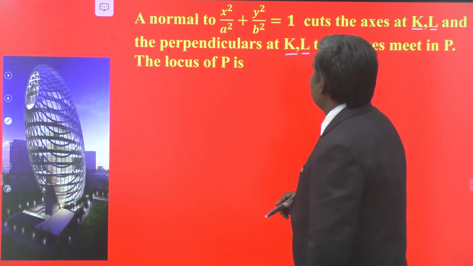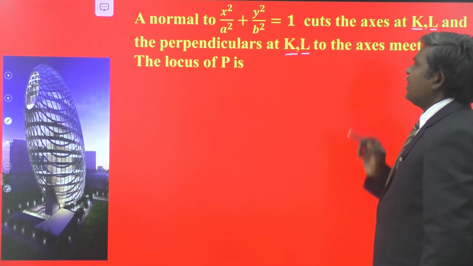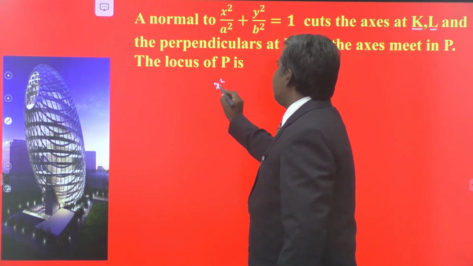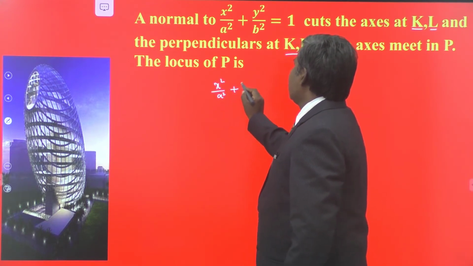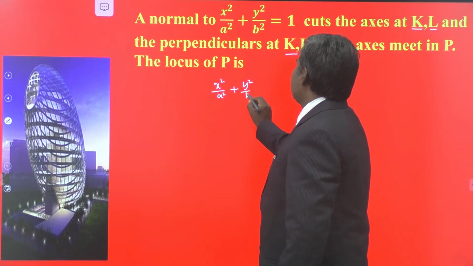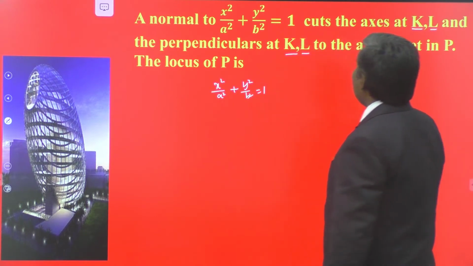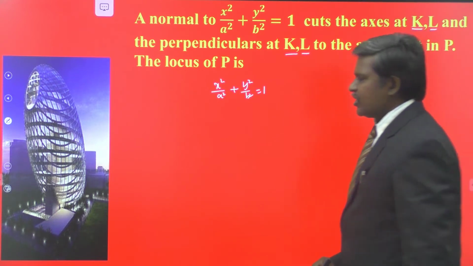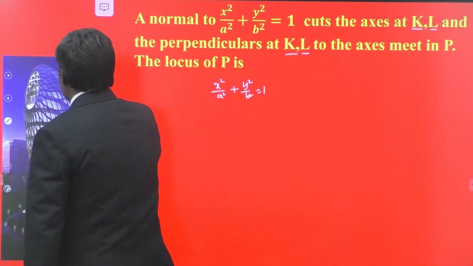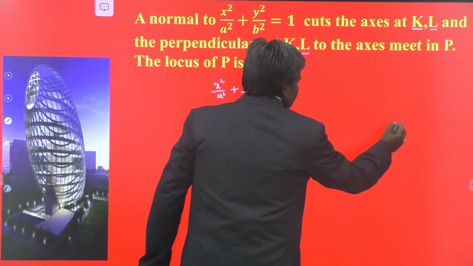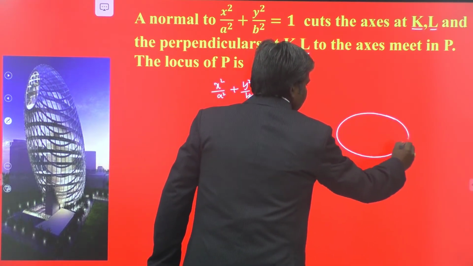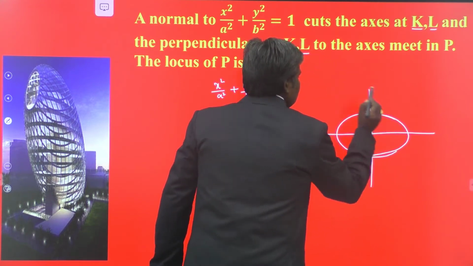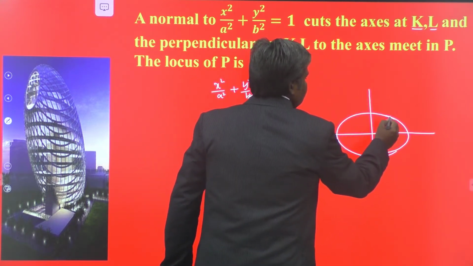This is the question. First of all, we write the equation of the ellipse, that is x square by a square plus y square by b square equal to 1. It is the equation of the ellipse. So normal at any point meets the coordinate axis at K and L. Let us try to draw the diagram related to this one. This is the ellipse. These are the coordinate axes.